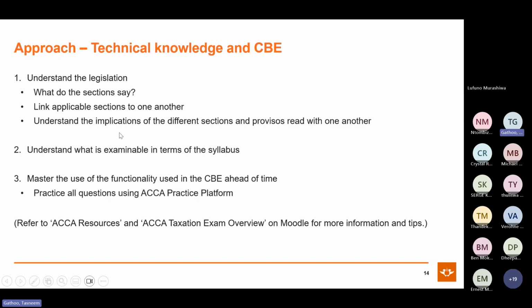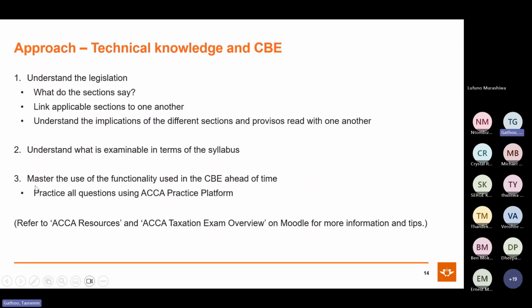And then understand the implications of that section. So now we say, okay, we know the one section included annuities in our gross income. The other section excluded the amount as an exempt income, and ultimately now by saying the top amount minus the bottom amount, we can calculate what the income is. You also need to understand what's examinable in terms of the syllabus. We've spoken to that already.